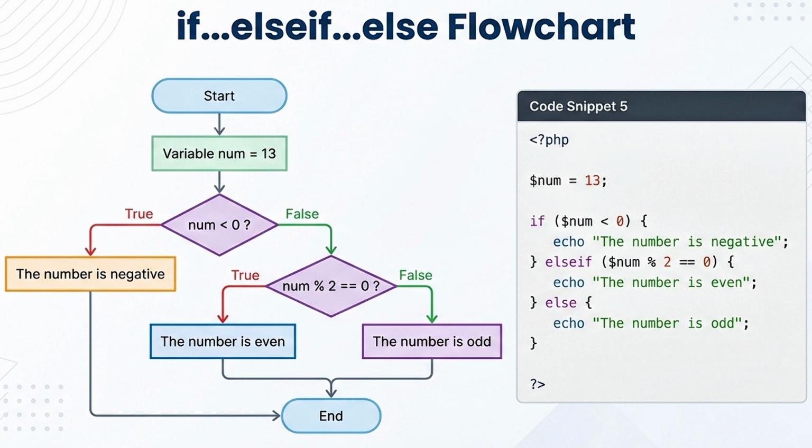On the right side, you can see the PHP code for this logic in code snippet 5. It begins by checking if the number is negative, then checks if the number is even, and finally, if both conditions fail, it prints that the number is odd. This code mirrors the exact steps shown in the flowchart. The important lesson here is that the program evaluates each condition in order. The moment it finds a true condition, it stops checking the rest. If none of the conditions are true, the else block handles the remaining cases. This structure allows us to handle multiple possibilities in a clean and organized way.